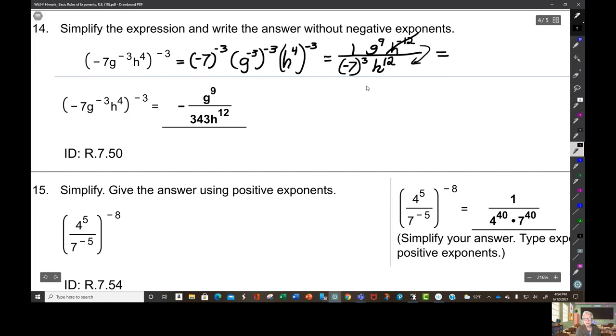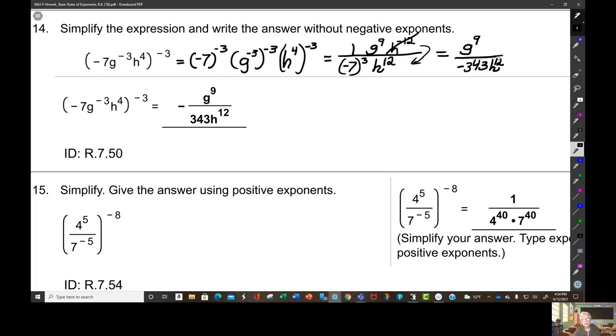Yes, it appears that they want us to do the following. Negative 7 to the 3rd power is negative 343. So temporarily, this is what you've got. G to the 9 over negative 343 times H to the 12th.